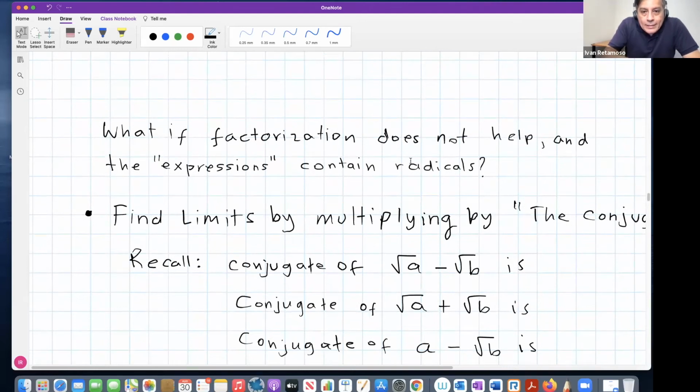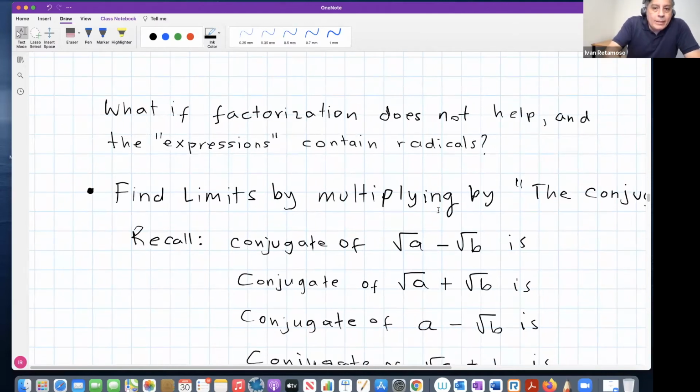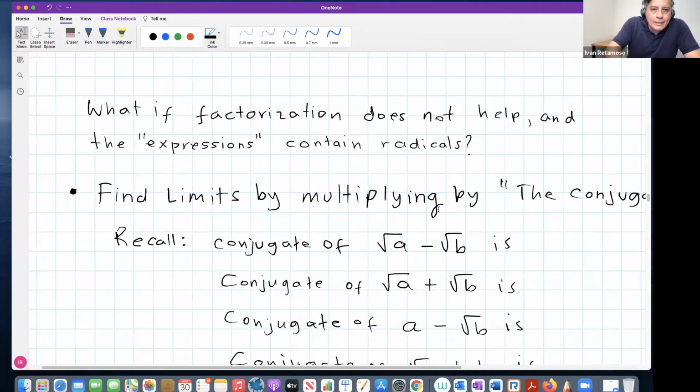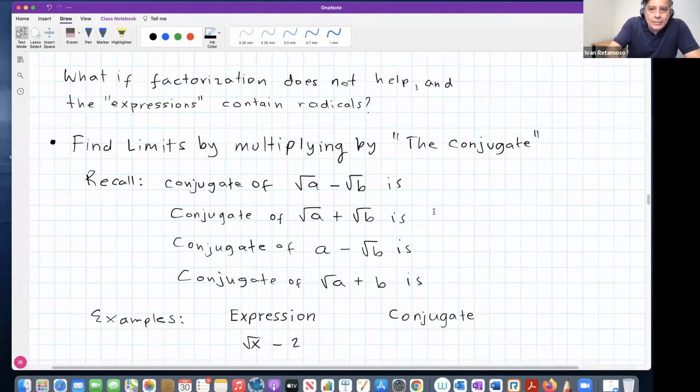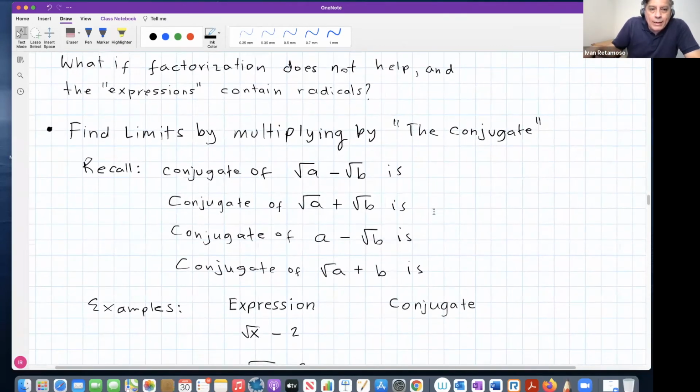What if factorization does not help and the expressions contain radicals? What to do? Mathematicians have figured this out, guys. Here is the strategy, the method that you should follow. It requires this definition: the conjugate of a radical expression.